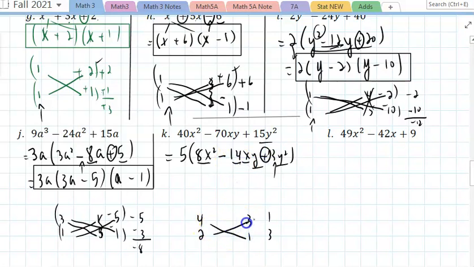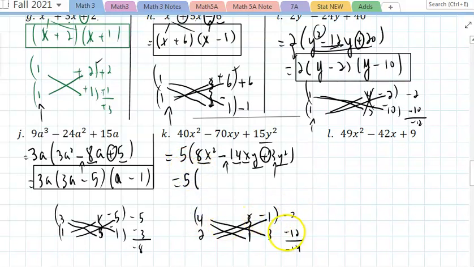4 plus 6 is 10, that doesn't work. 12 plus 2 is 14. There's a 12, there's a 2, and I want a negative 14 out of those. Well, the only way to get that is if they're both negative. So, the 5 I'm going to copy down.